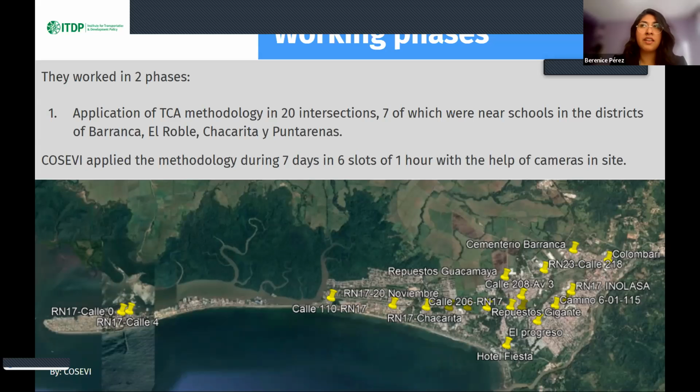It's important to say that COSEBI didn't go to the site to identify the traffic conflicts, but they use the cameras for the times that they have this analysis.